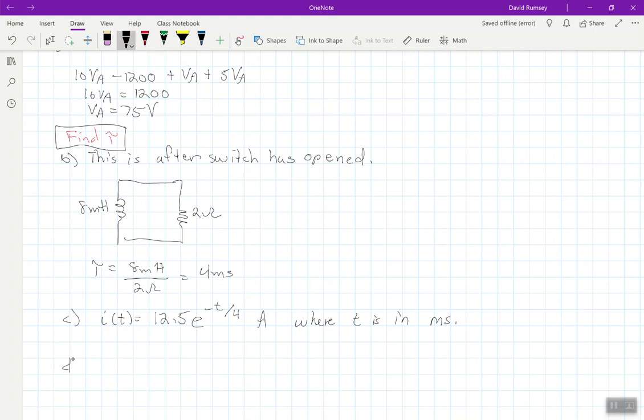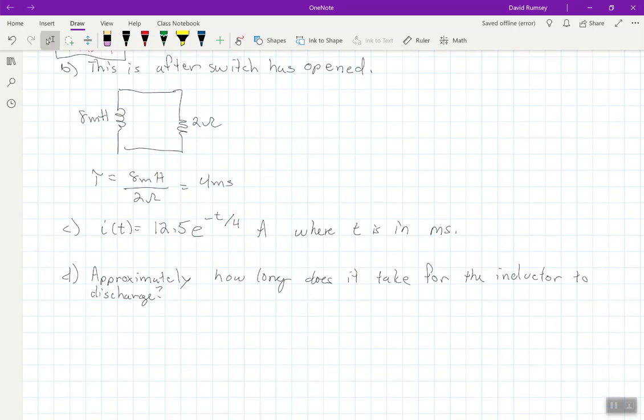Let's add a fourth here. Approximately how long does it take for the inductor to discharge? And that's an easy question too.